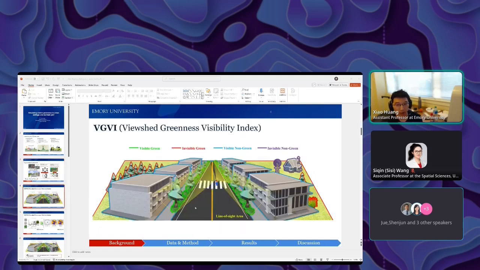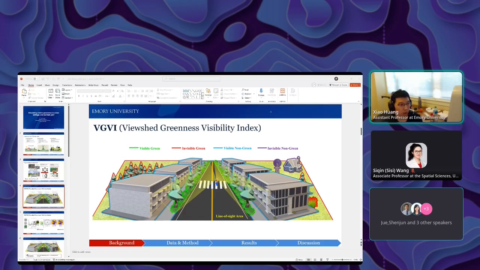So just to give you an idea of how we calculate greenness visibility in a simulation model, if you look at this little person on the street, we first build a 3-dimensional urban model, and then we overlay it with the greenness distribution. We then simulate the 360-degree eyesight of this person to group all the land cover and land use into 4 different categories: visible green, invisible green, visible non-green, and invisible non-green. And of course, the visible green is the category that we are most interested in.